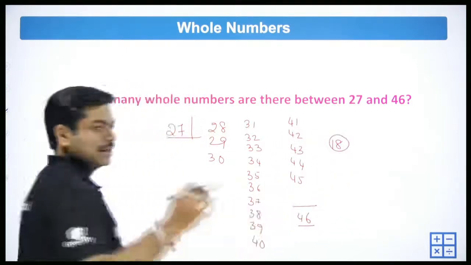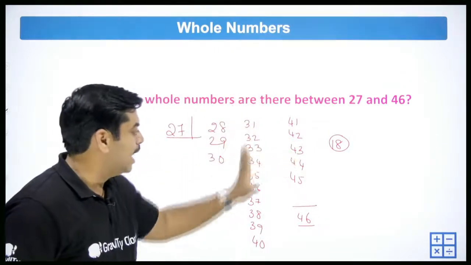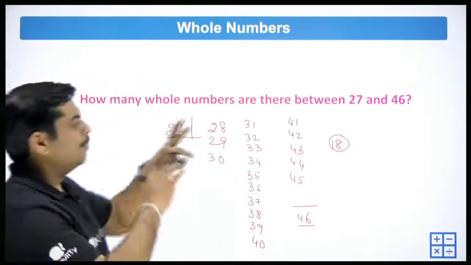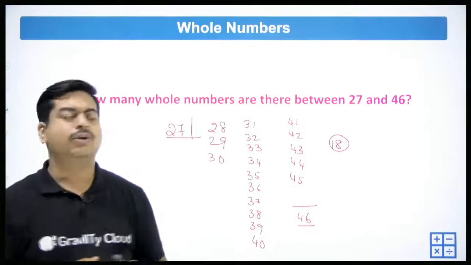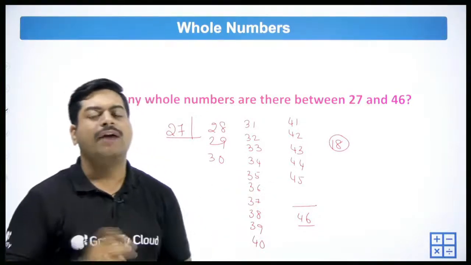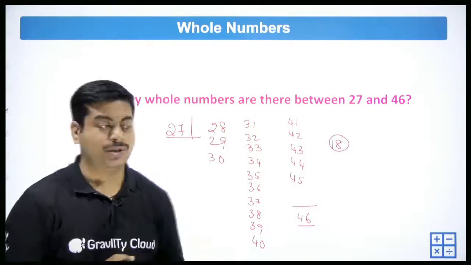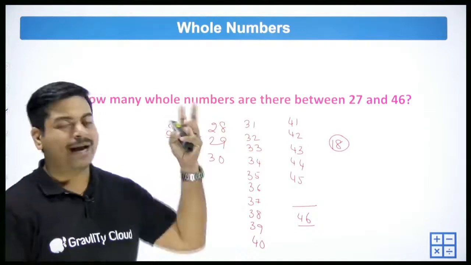Once again, let's try to count that. Yes, that's exactly 18. So how to get this number? Between 27 and 46, we just counted the numbers. If I ask you between 2724 and 4636, how many numbers are there in between them? It is not that easy to write all the numbers and count. So what we do, we try to subtract the numbers.